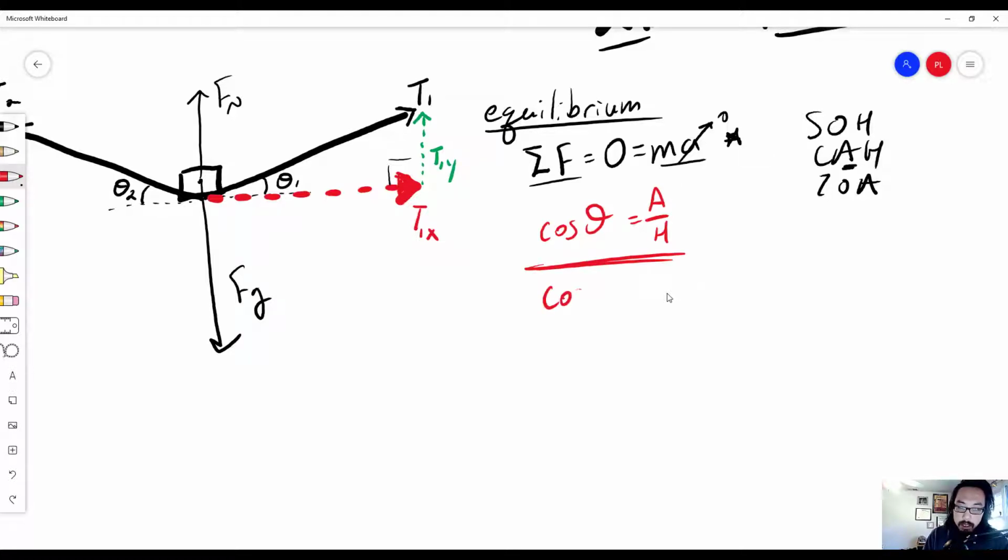And if we were to plug in the known values, we will say the adjacent is T1x and the hypotenuse is T1. Therefore, T1x is equal to T1 times the cosine of theta. All right, just like that.